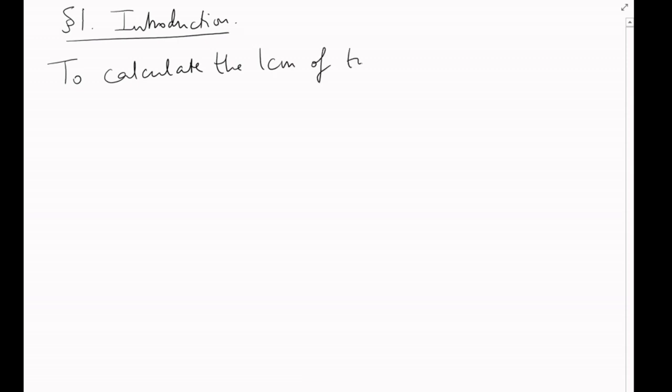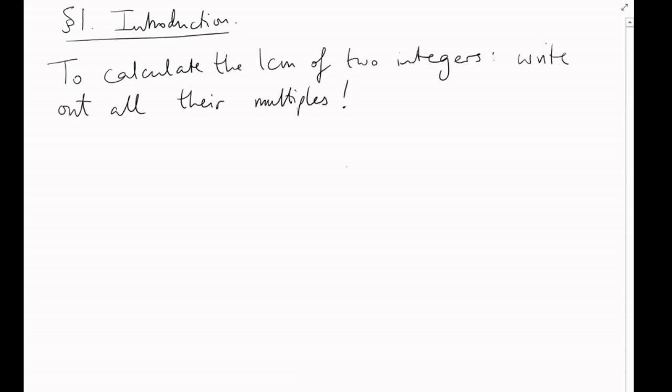Section 1. Introduction. The simplest way to calculate the least common multiple of two positive integers is to write out all their integer multiples and look for the first one that's greater than 0 and common to both. Here's an example. I've drawn out all the integer multiples of 4.